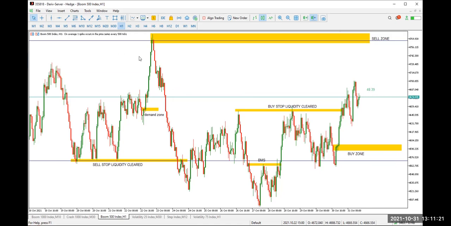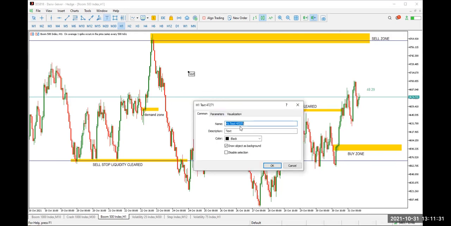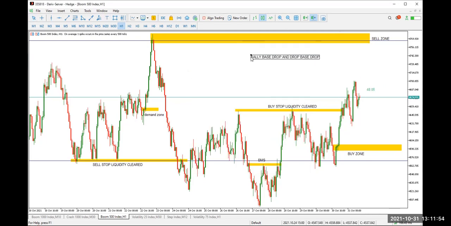In our last class, we talked about two types of supply zone: rally-based drop and drop-based drop. So we have talked about these two types of supply zone. Today we are going to talk about the demand zone.